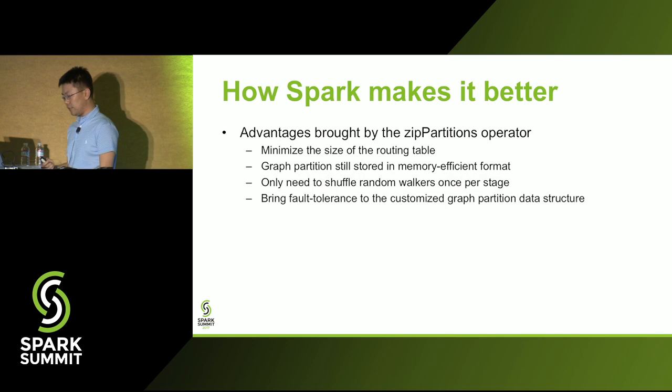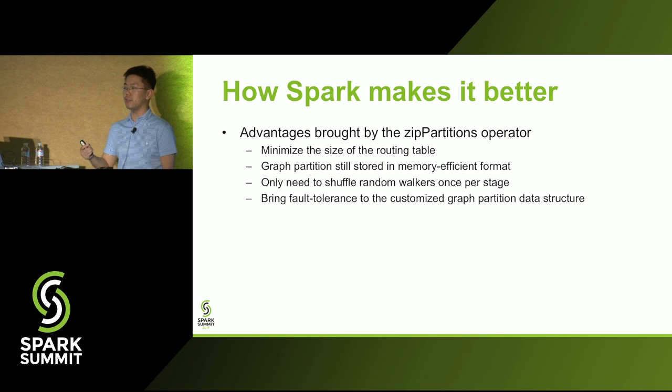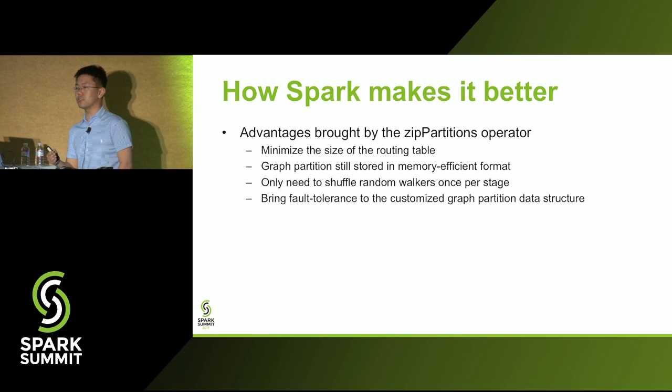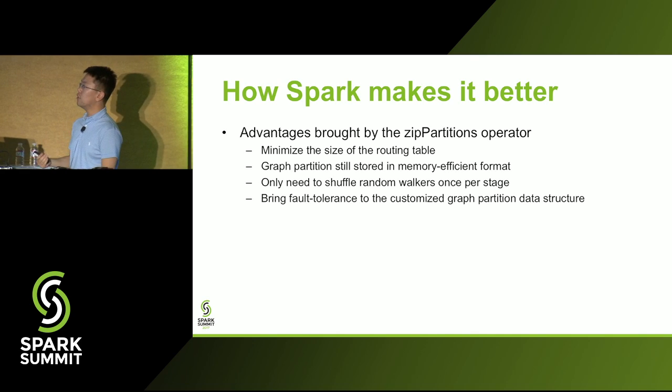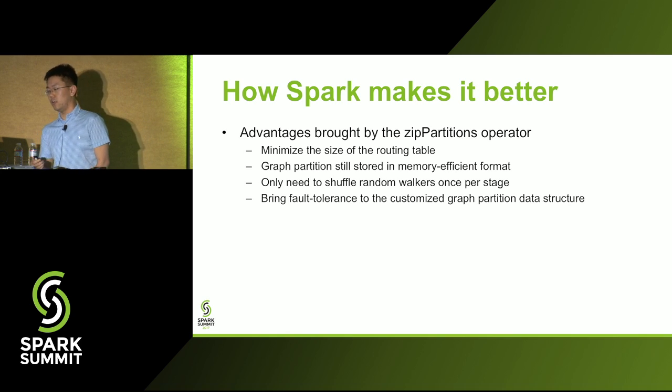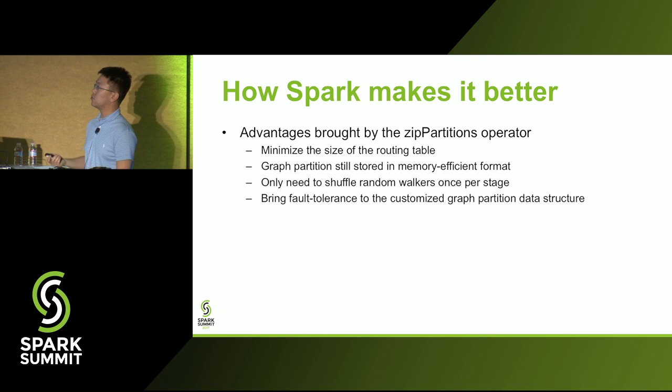First, the size of the routing RDD is extremely small, since it only has as many elements as the number of graph partitions. In addition, using this approach, we can decouple the graph partitions from being involved in the join operation. This enables us to continue to store the graph partitions in the customized, memory-efficient data structure without involving it in the join operation itself. This also eliminates the need to shuffle the graph partitions across stages.